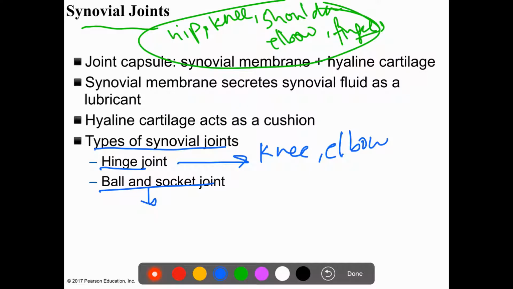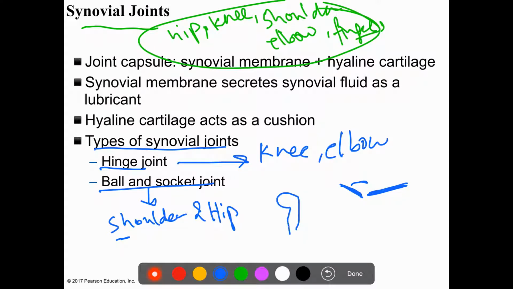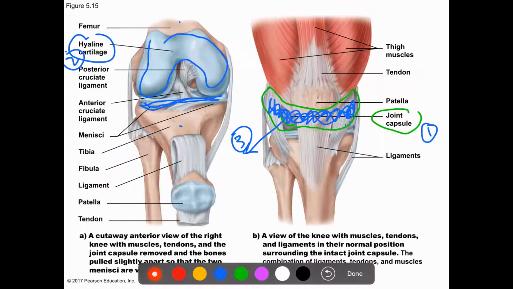And we have the ball and socket, like the shoulder and the hip. Hinge because it's acting like a door hinge. There is a bone and another bone that would articulate to it. Whereas with the ball and socket, there is a ball and there is a socket surrounding this ball, like the hip or the shoulder. So the names are coming directly from the shape of the joint.